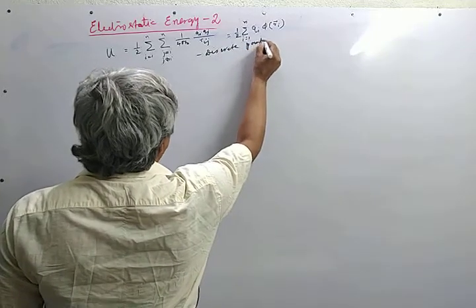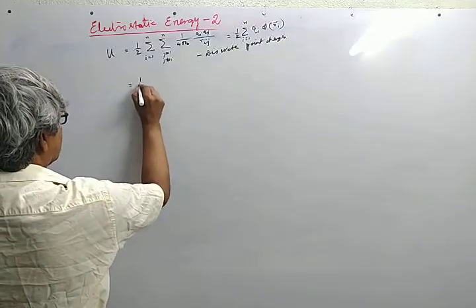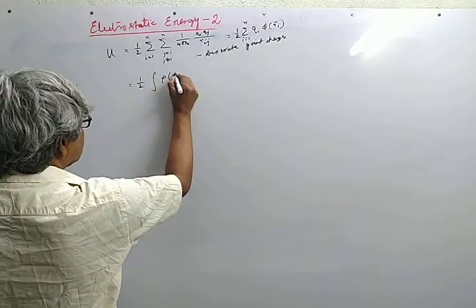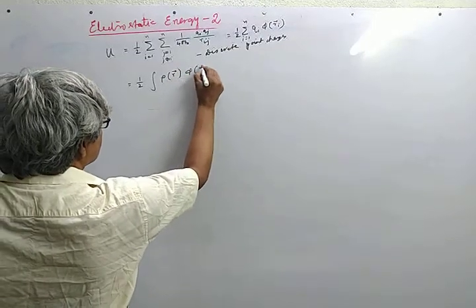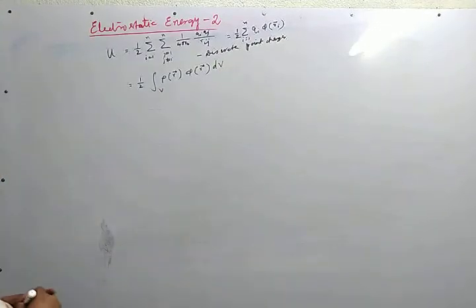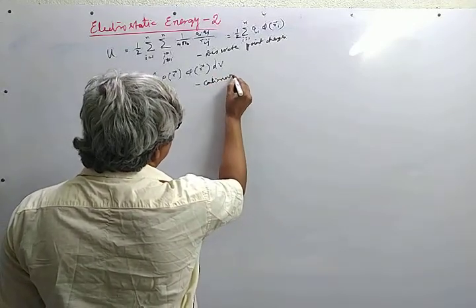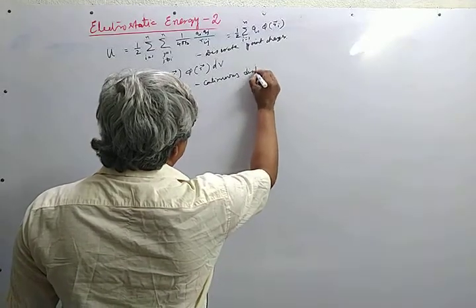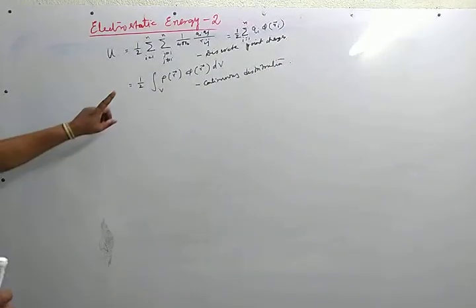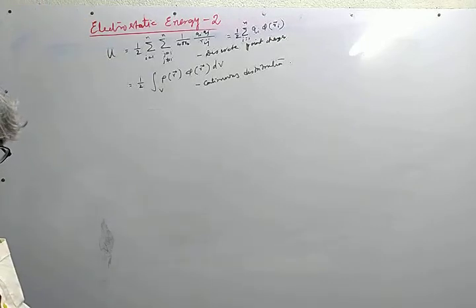this is for discrete distribution, discrete point charges. And for continuous distribution of charges, the expression was found to be this, for continuous distribution of charges. And then we applied this theory to the system of conductors, and especially to a capacitor.